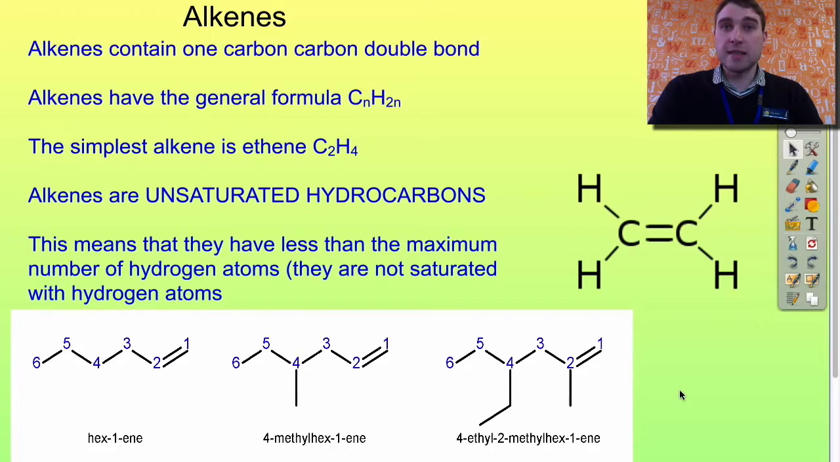We refer to them as being unsaturated. What that means is you don't have as many hydrogens as you possibly could around the carbon. So if we look down here, we can see there's only 2 hydrogens on each end. Normally there'd be 3. So it's not saturated with hydrogens. There aren't as many possible hydrogens as you can have.